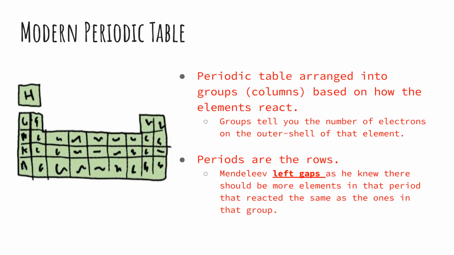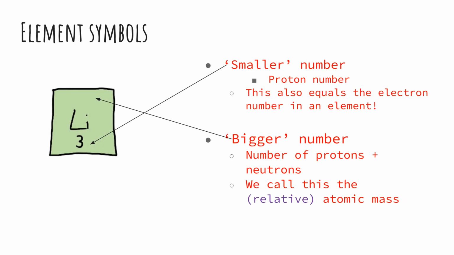The modern periodic table organizes elements into groups, which are columns, based on how they react. Groups indicate the number of outer shell electrons. Periods are the rows. Element symbols contain two numbers. The smaller number is the proton number, which also equals the electron number. The bigger number is the relative atomic mass, which is the number of protons plus neutrons.